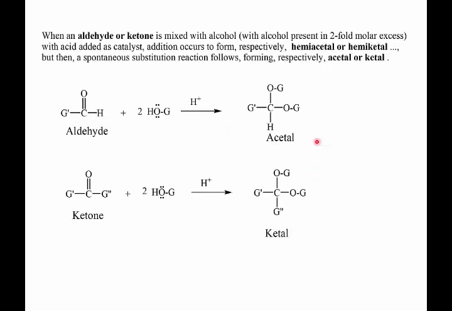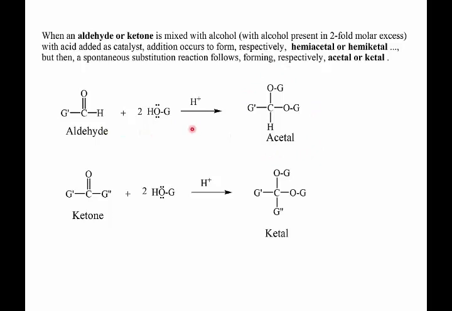Now, this next slide basically summarizes this. We're going to stand back and look at the overall result. If you have an aldehyde or ketone and you mix with it alcohol in a 2-to-1 ratio with H plus present, there is an addition reaction followed by substitution to give this final product.